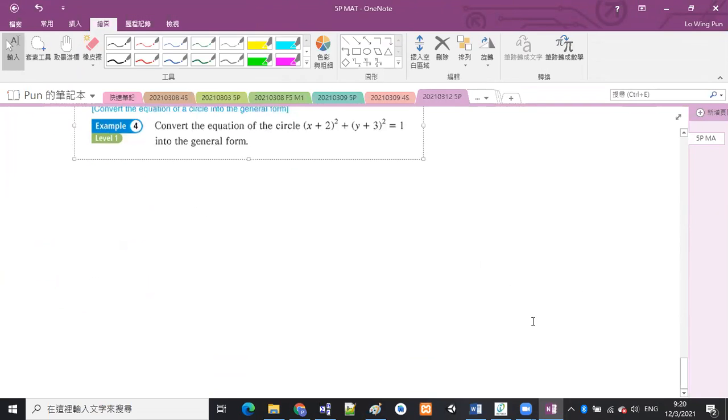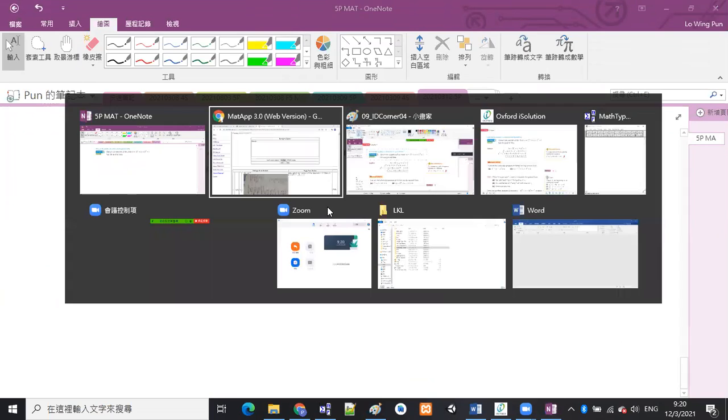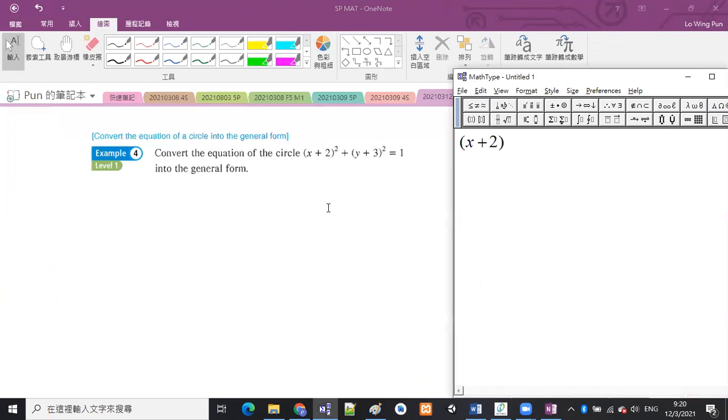General form means expanding all the bracket and putting all the terms to the left. Okay. So originally it is x plus 2 squared plus y plus 3 squared is equal to 1. And then we are going to use the a plus b bracket square identity to expand all the brackets. So it is x squared plus 2x2 plus 2 squared. And then plus y squared plus 2y3 plus 3 square is equal to 1.